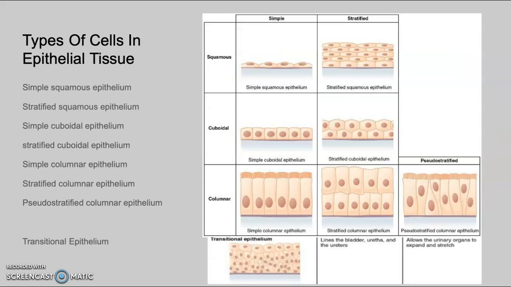Types of cells in the epithelial tissue. Now, this is broken up, as you can see on the picture on the right as well, into simple and stratified, being on top, and going from side to side is squamous, cuboidal, and columnar, and lastly, transitional epithelium.